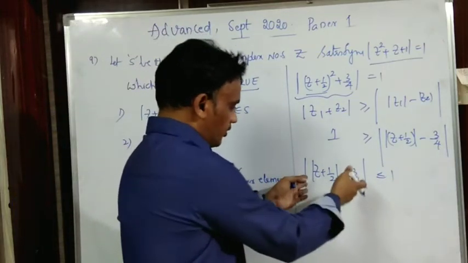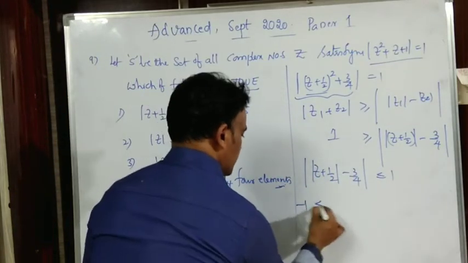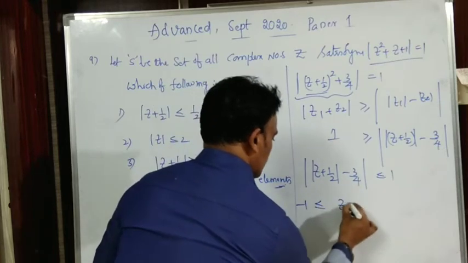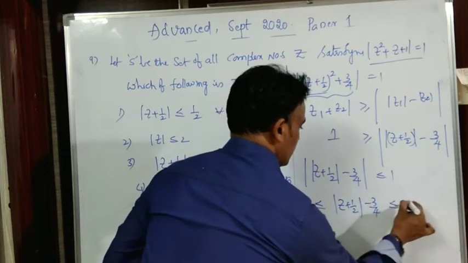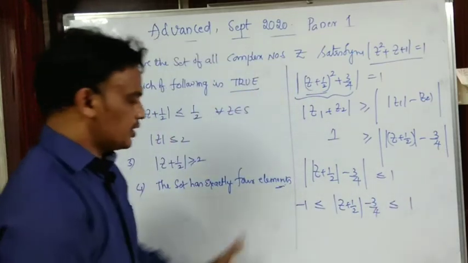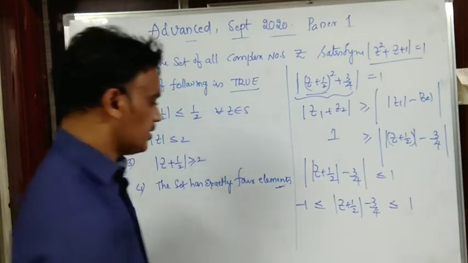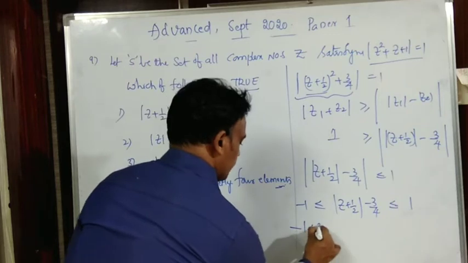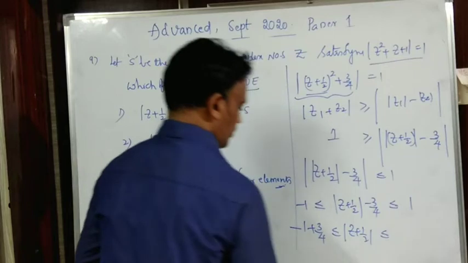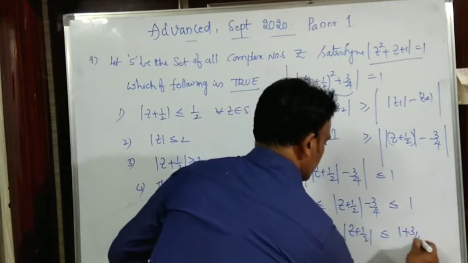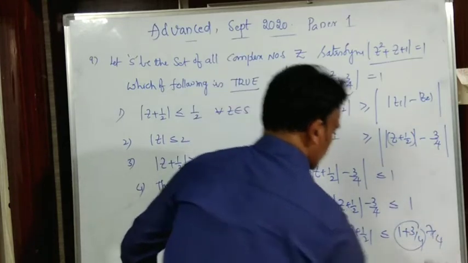That means the total value under the modulus lies between minus 1 and plus 1. Can I write like this: minus 1 is less than or equal to modulus of z plus 1 by 2 minus 3 by 4, less than or equal to 1. Throughout, adding 3 by 4, we get the condition: minus 1 plus 3 by 4 is less than or equal to modulus of z plus 1 by 2, less than or equal to 1 plus 3 by 4. So this is 1 by 4 and this is 7 by 4.